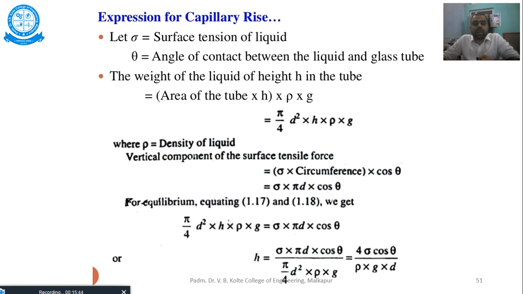So it will be the area of the tube multiplied by h, nothing but the volume of the liquid available in the tube, multiplied by the density of the liquid, multiplied by acceleration due to gravity. So what is the area of the tube? The area of the tube is circular, so it will be pi by 4 d square, multiplied by the height of the liquid level h, multiplied by density, multiplied by acceleration due to gravity, g.